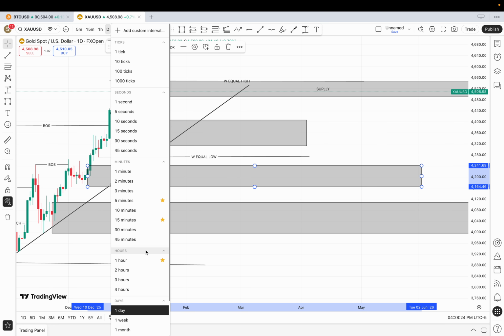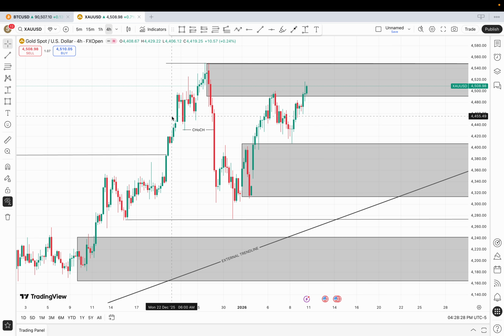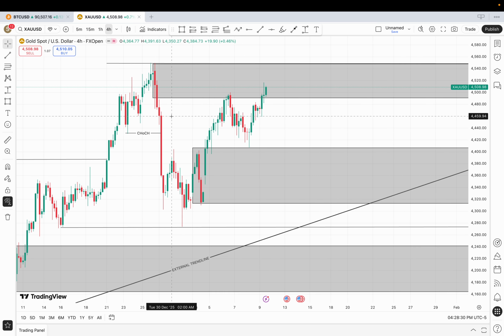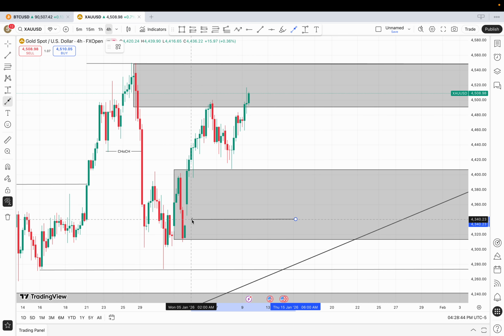Then we move back to the 4 hour time frame to see what the market wants to do for the rest of the week. And now there's a gap right here. That was last week's jump. When the market opened on Sunday or Monday, the market jumped right here. There's a gap right here.